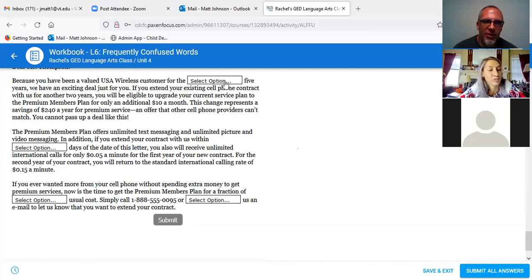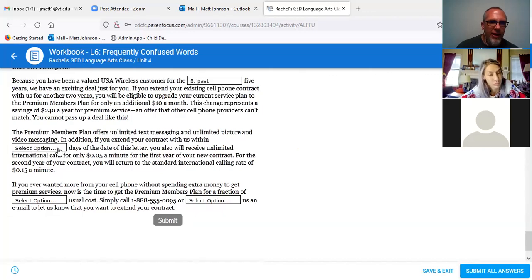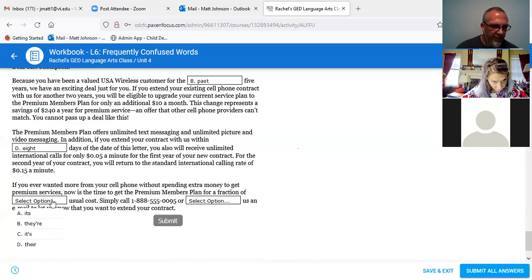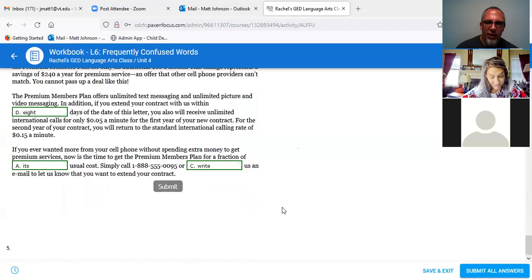So, USA Wireless customer for the... past, right. And then if you extend your contract with us within... D, 8. There you go. 8 days. Premium member plans, for a fraction of? A, it's. Very good, right? That is the possessive. We're talking about cost here. It's usual cost. And then blank us. See? Right. So we're going to write the email. All right.